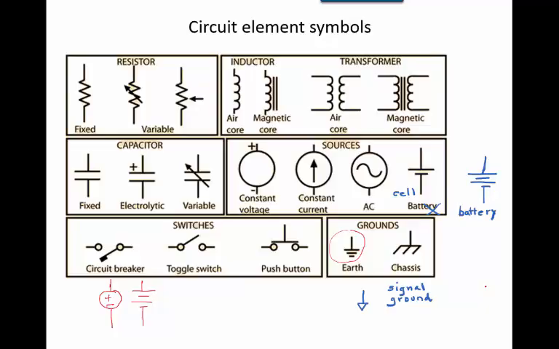Lastly, a signal ground is something internal on a circuit, and it doesn't necessarily have anything to do with earth ground. It's kind of a reference point in the circuit. Some voltages are above that point, some voltages are below that point.